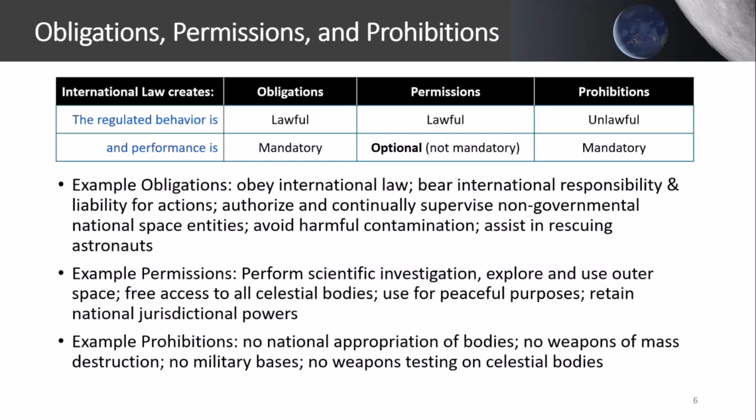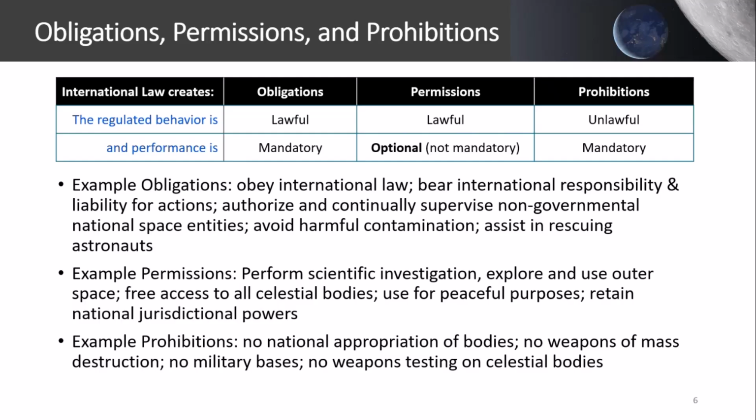These treaties establish a set of requirements that define obligations, permissions, and prohibitions. So obligations are things that are declared by the treaty to be lawful and mandatory. You have to do them. Prohibitions on the other extreme are deemed unlawful or illegal and are mandatory. You cannot do them. And in the middle are permissions where things are lawful, but you don't have to do them. They're optional. You can decide.